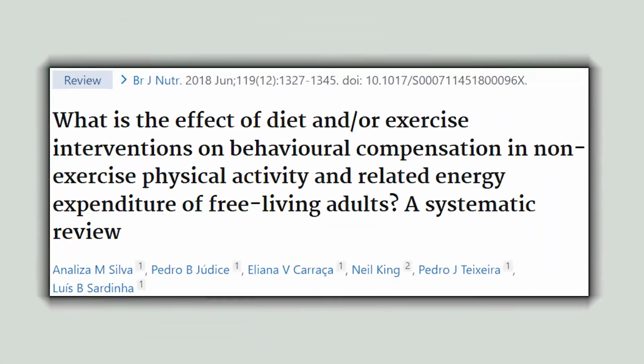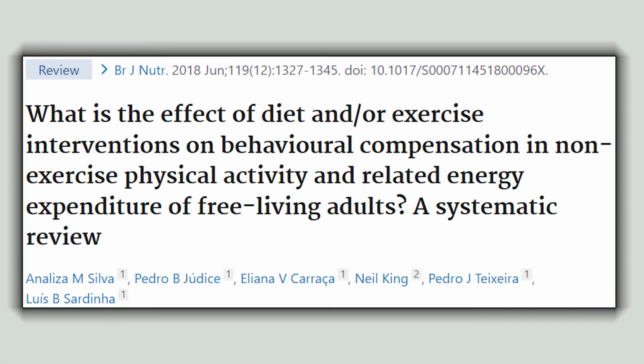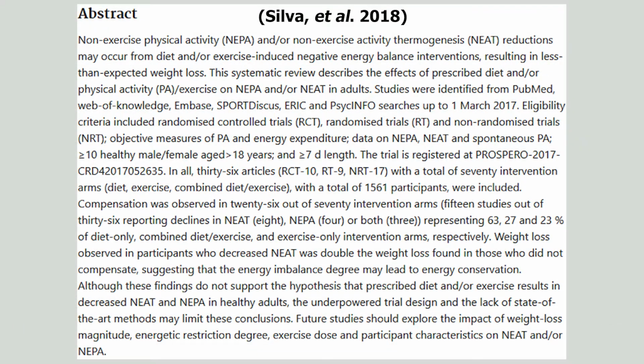If you recall, your non-exercise activity thermogenesis describes all of the calories your body burns with unplanned physical activity, such as standing up and walking around. And there have been many studies over the years that have evaluated how this changes with dieting and exercise interventions. And these were recently summarized in a systematic review, which you can see on the screen. In this review, the authors looked at 36 different articles, and most of them found that there was no change in the non-exercise activity thermogenesis with these interventions.